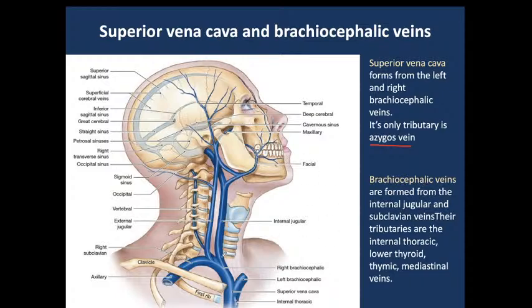Brachiocephalic veins are formed from the internal jugular and subclavian veins. Their tributaries are the internal thoracic, lower thyroid, thymic, and mediastinal veins. A lot of small veins come into the brachiocephalic vein, and they are tributaries of that vein.